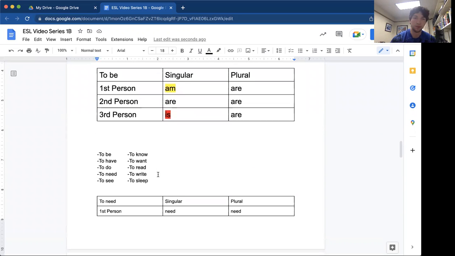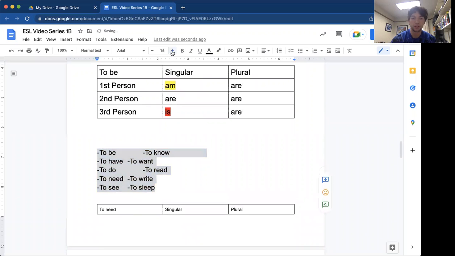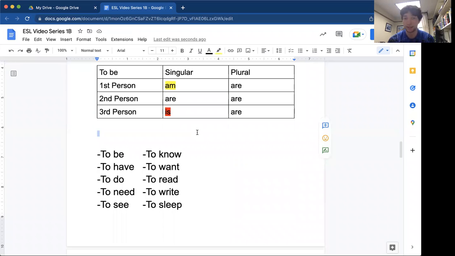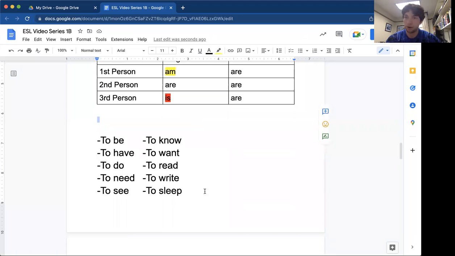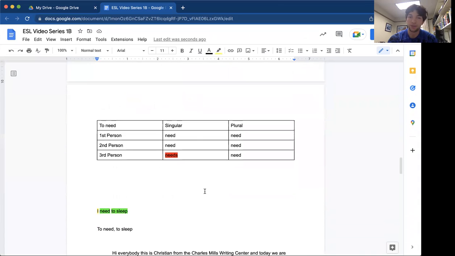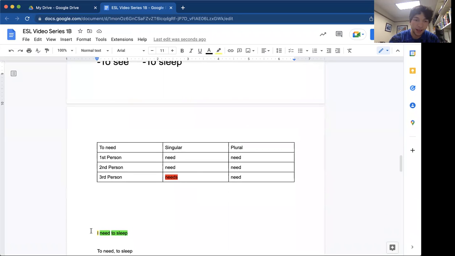So what I'm going to do as well is we're going to look at these. These are just some common verbs: to be, to know, to have, to want, to do, to read, to need, to write, to see, and to sleep. These are all very common verbs. And yeah, I'm going to give a quick example of a sentence here. Let me make this bigger. I need to sleep, right?